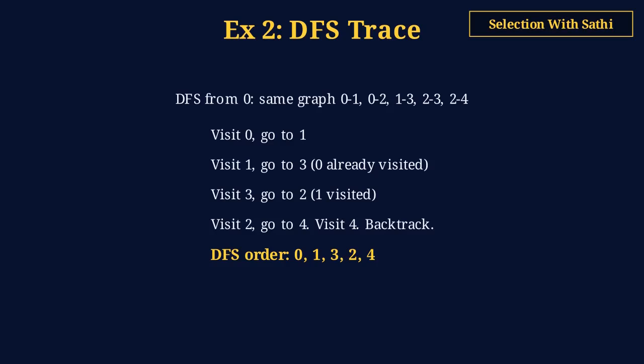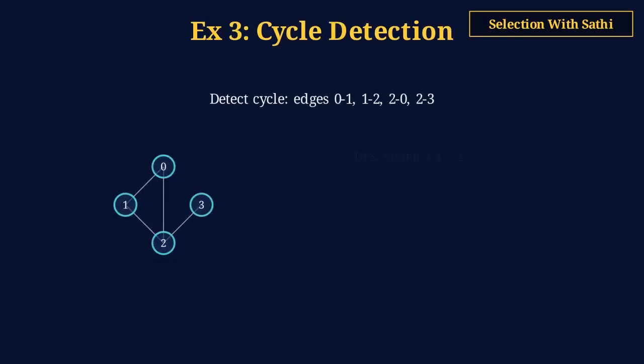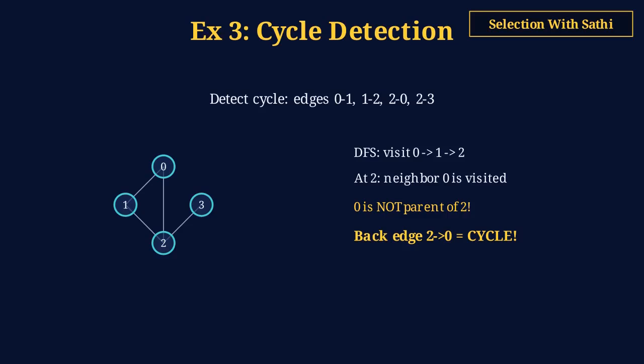Notice the depth-first pattern. Cycle detection using DFS. Graph has edges 0 to 1, 1 to 2, 2 to 0, 2 to 3. Start DFS at 0, visit 1 with parent 0. From 1, visit 2 with parent 1. From 2, we see neighbor 0. Node 0 is visited and is not the parent of 2. This back edge from 2 to 0 confirms a cycle exists, 0, 1, 2, 0.